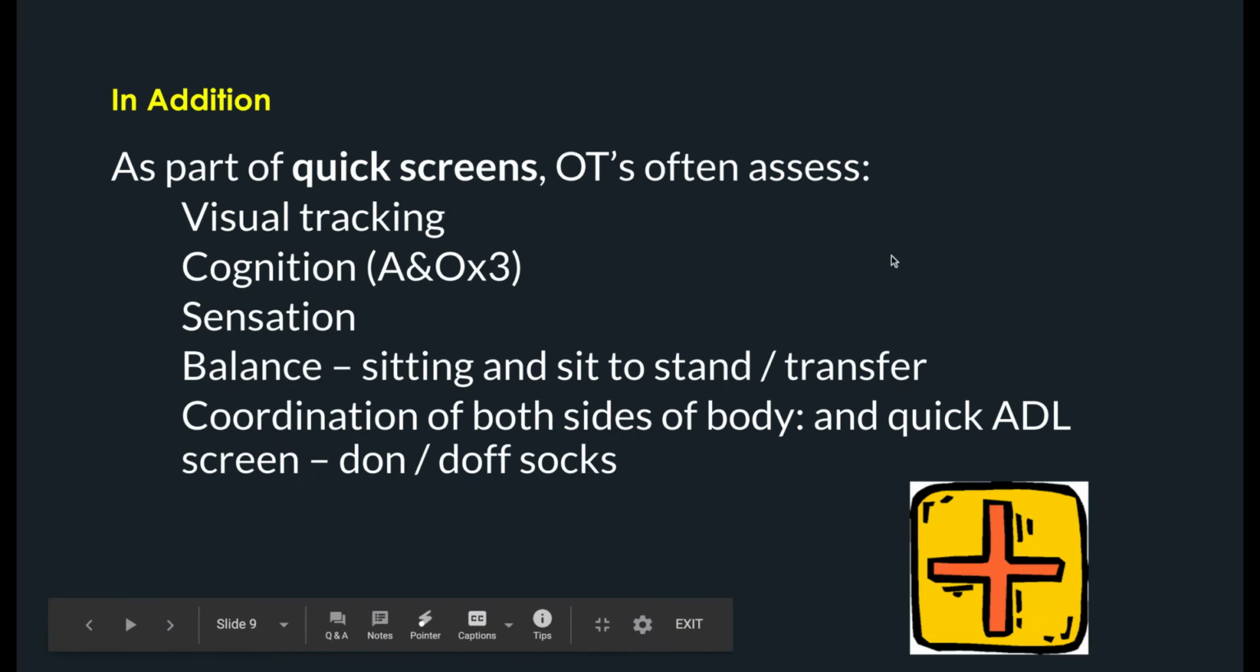Okay. In addition to quick screens, OTs often assess visual tracking. So I want you to refresh your memory about what are pursuits, what are saccades, what does convergence mean. We also look at cognition. How is a person alert and oriented? What are their sensations? What is the balance of the individual? And are they coordinating both sides of the body together?